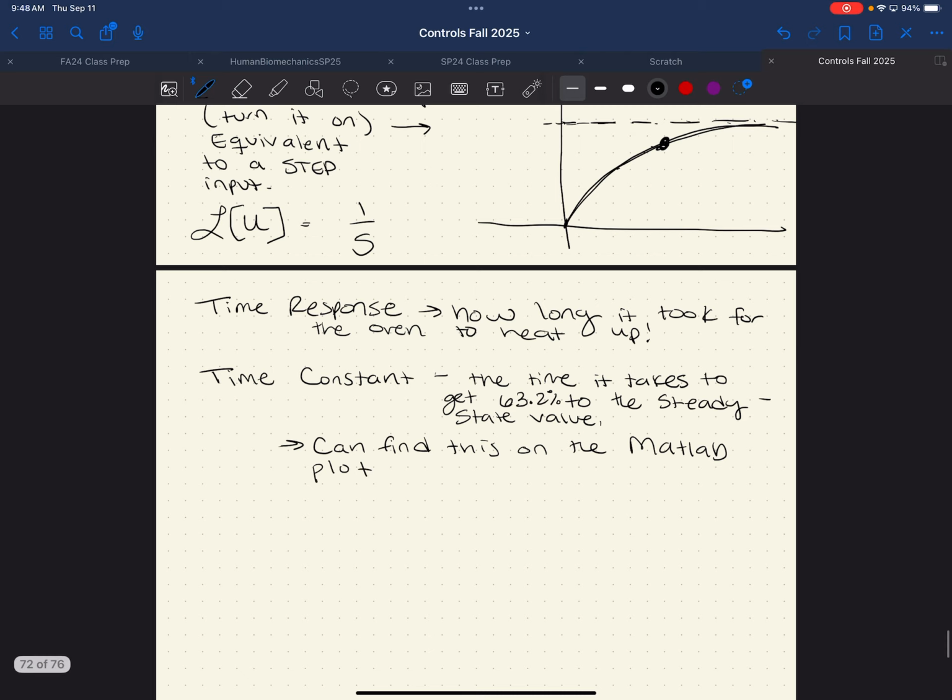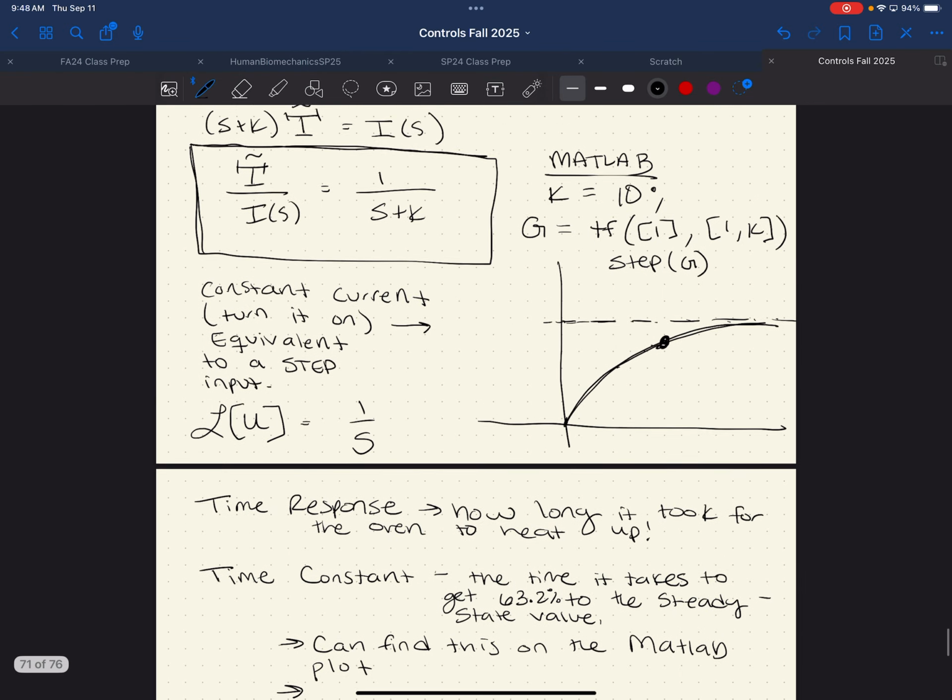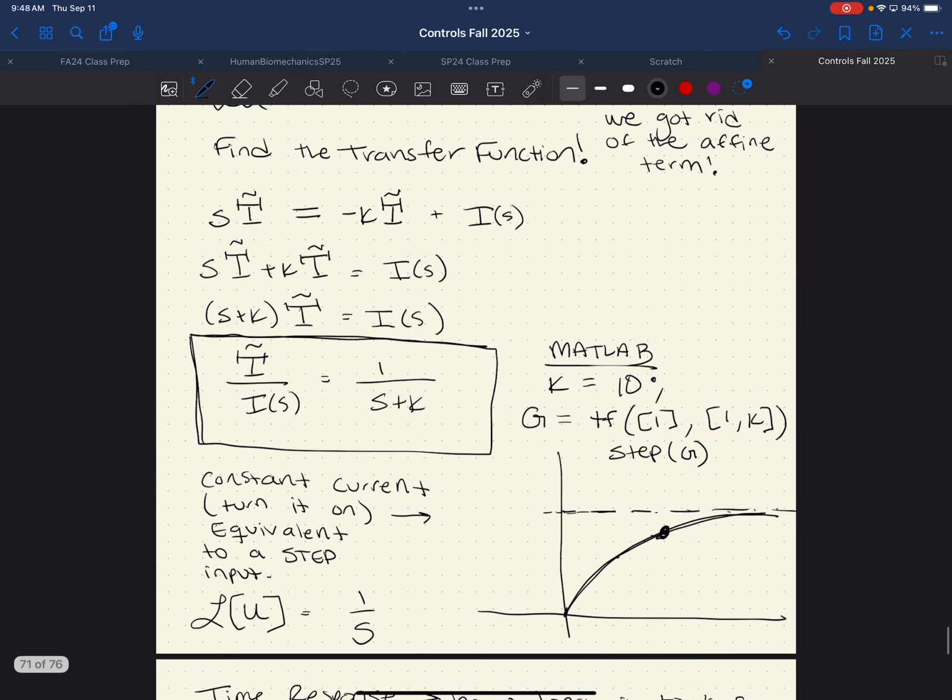What do you think it'll depend on? The value it approaches. Yes, the value that it approaches to some degree. The current in K. The current in K, yeah. But even more so, what do I have in my transfer function? Poles and zeros. What variable in my transfer function sets my pole? Okay. K. Yeah, it depends on K.